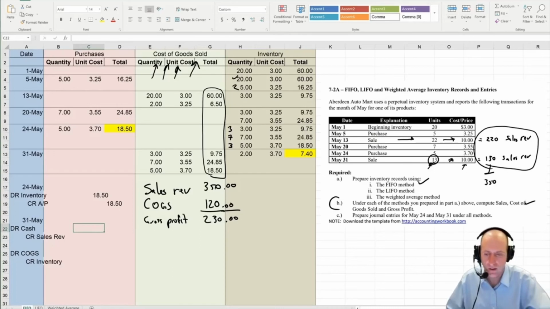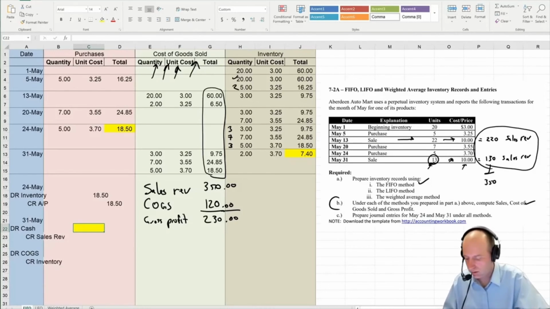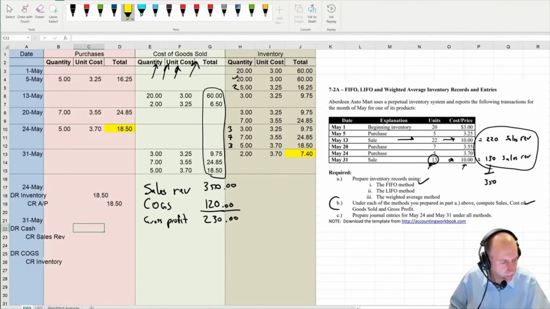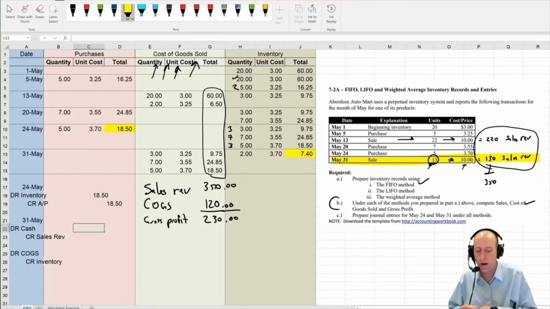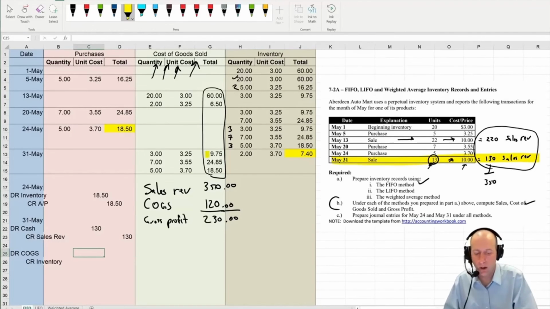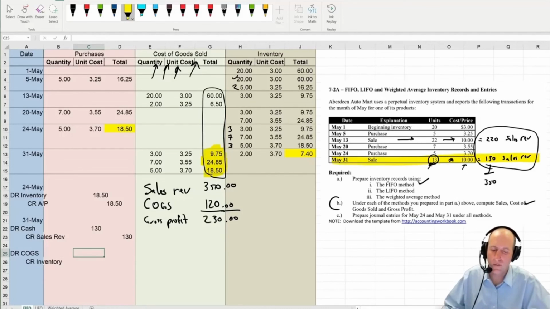Well, on May the 31st, oops, I hit the wrong highlighter. I was trying to highlight with my pen. May the 31st, my sales revenue on May the 31st is $130. So let's put that in. Debit cash, credit sales for $130. Debit COGS, credit inventory for this amount. The amount from our May 31st COGS.